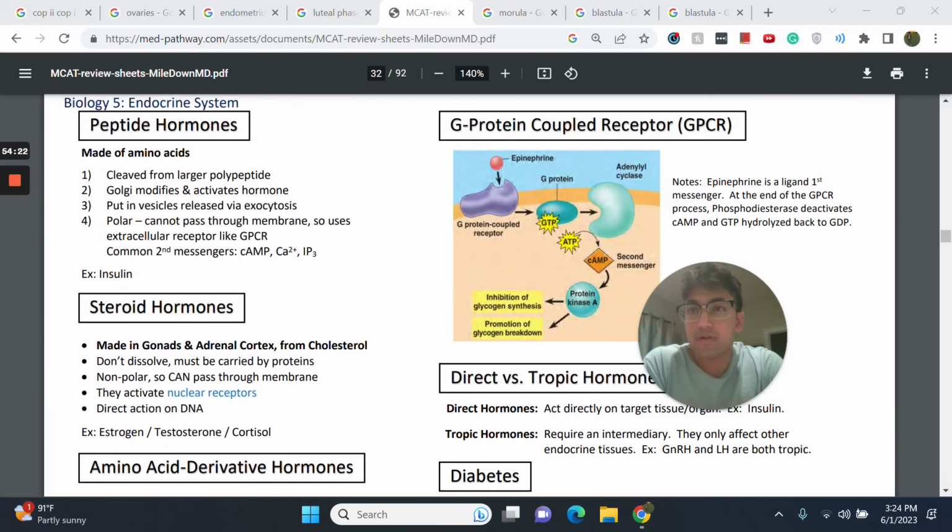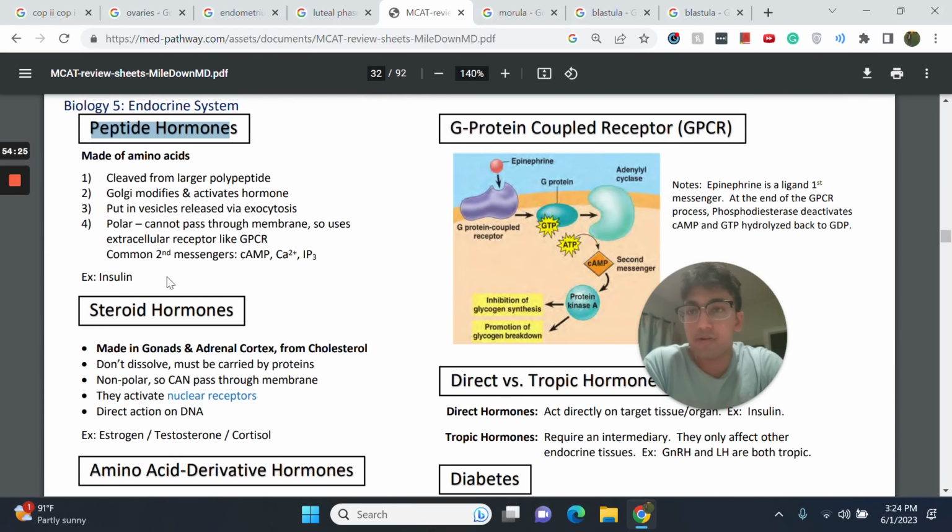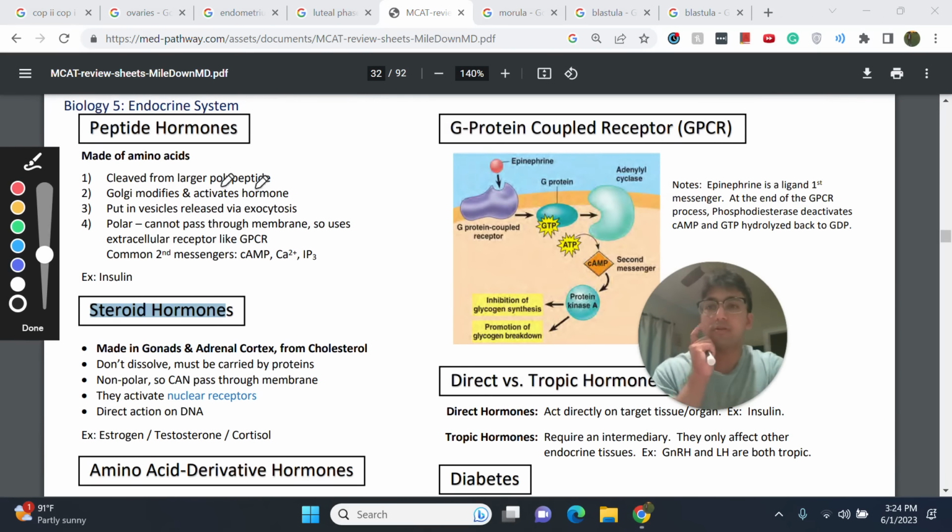So the first thing you want to know is that there's a difference between peptide hormones and steroid hormones. The main thing is that peptide hormones, because they're made of amino acids, are soluble, and steroid hormones, which are made of cholesterol, usually are not soluble. Peptide hormones are cleaved from a larger polypeptide. The Golgi modifies and activates these hormones. They're put into vesicles and released by exocytosis, right? They leave the cell, and they are polar, which means they cannot pass through the membrane.